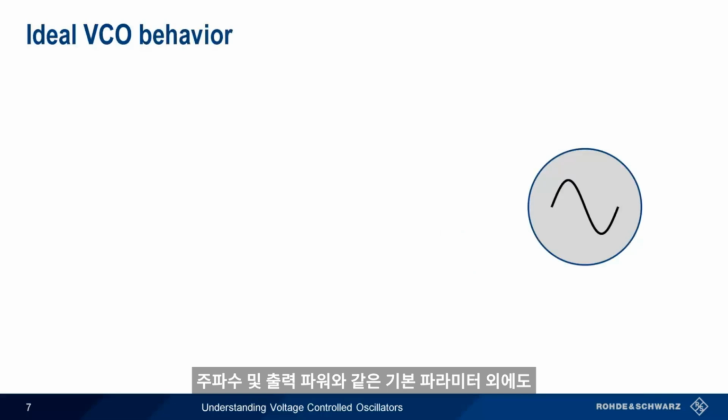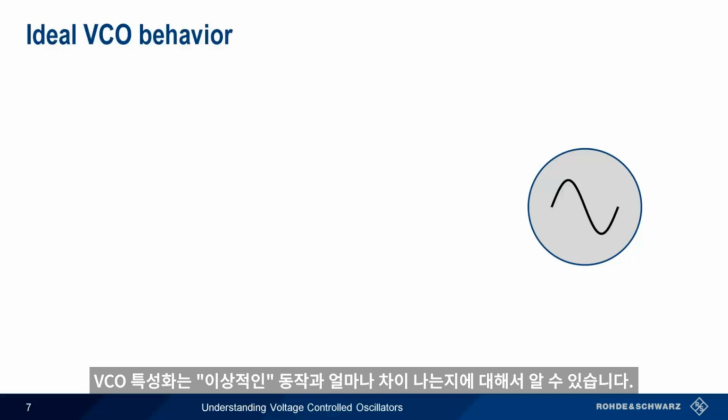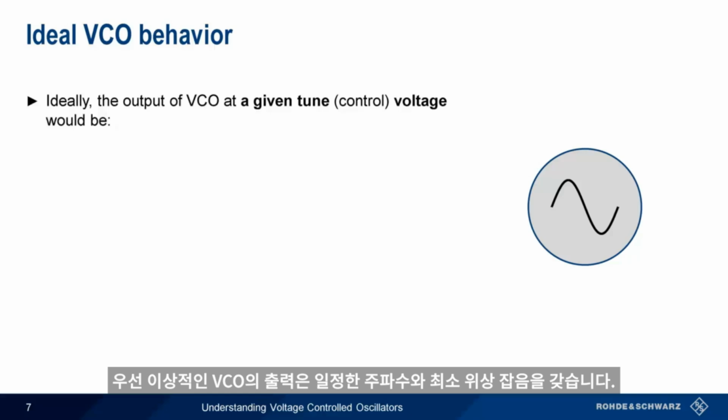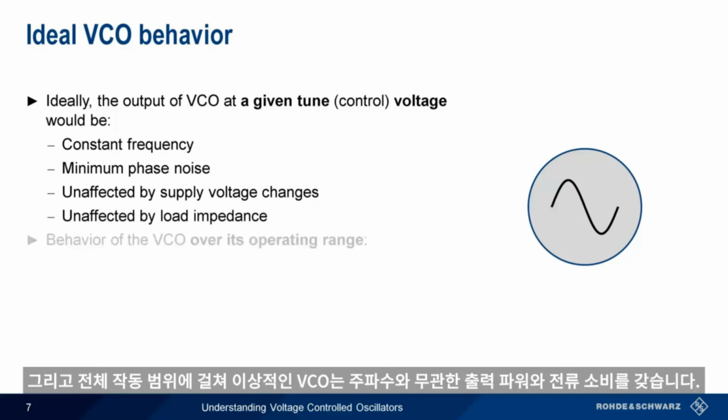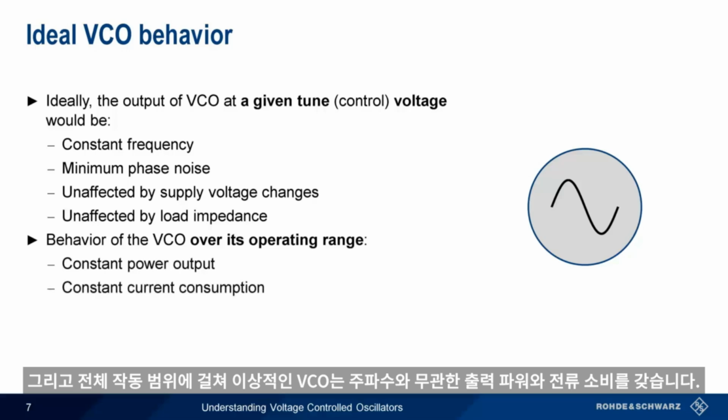Aside from basic parameters like frequency range and output power, characterization is often concerned with how much our VCO deviates from ideal behavior. To begin with, the output of an ideal VCO at a given tune or control voltage would have a constant frequency and minimum phase noise. The VCO would be unaffected by minor deviations in the supply voltage or by changes in the impedance into which it's operating. And across its entire operating range, an ideal VCO would have an output power and a current consumption that are independent of frequency.